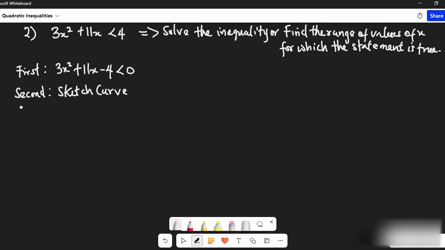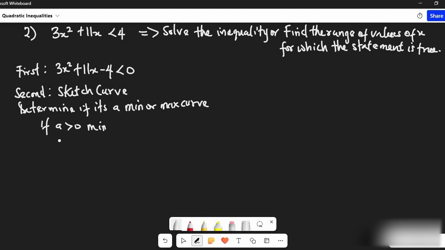So first we want to determine if it's a minimum or maximum curve. Alright, and remember the rule: if a is greater than 0, we have a minimum. If a is less than 0, we have a maximum. In this case, a equals 3, which is greater than 0, so we have a minimum.